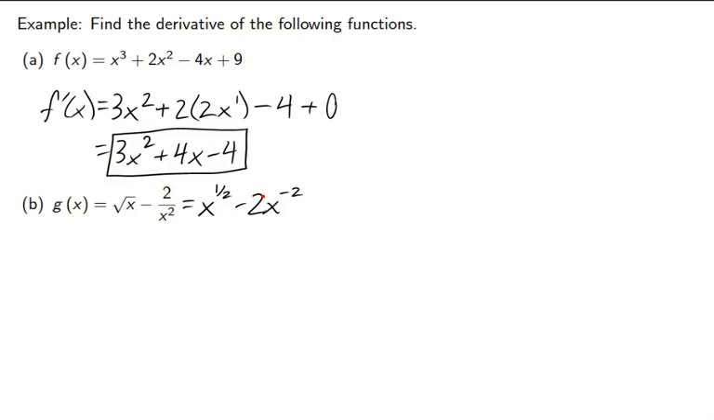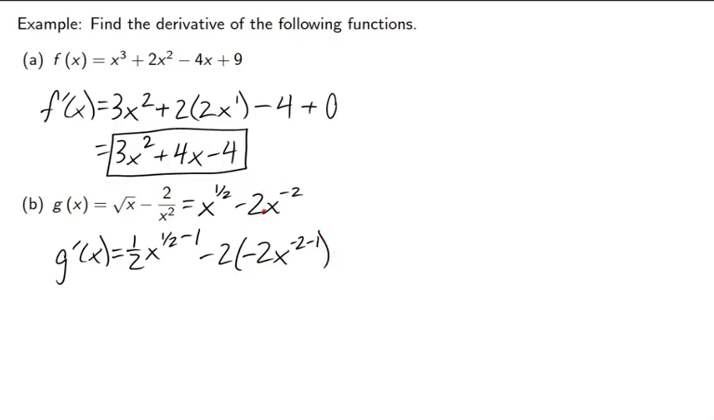Equals, and rewrite it completely. Don't do little pieces at a time. Rewrite the whole thing in one step, and then in the next step take the derivative. Now we use the power rule. The 1/2 comes in front. I'll write this one down. 1/2 minus 1. The minus 2 stays in front, and I get negative 2x, subtract 1 from the power.